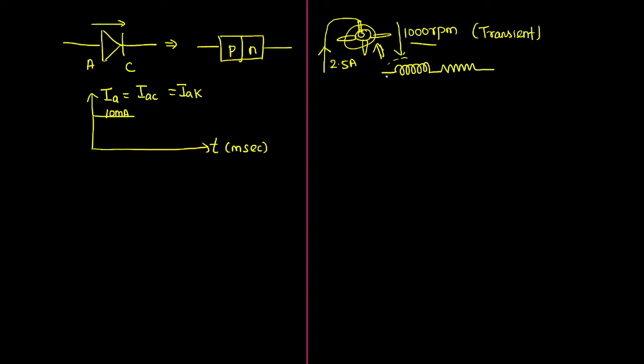We all know this is called a coil. So this coil will have a certain moment of inertia. It will take some time to reduce the current to zero. At the same time, it will take some time to reduce the speed to zero. This is called mechanical transient. This is called electrical transient. Same thing you can observe here.